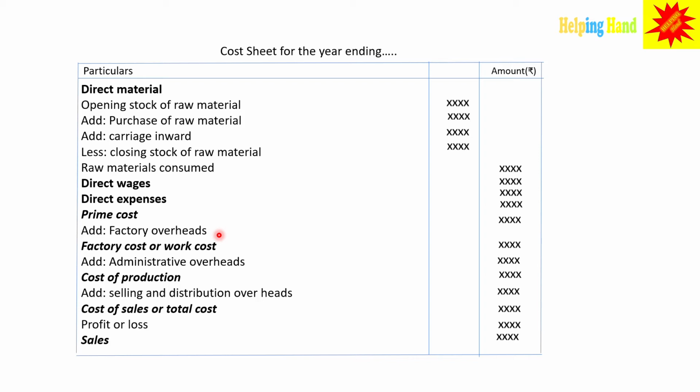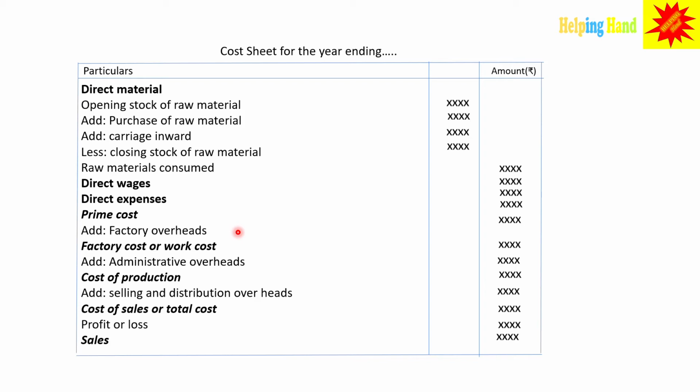For example, here we are seeing factory overheads. So what do you mean by factory overheads? It can be factory lighting or depreciation relating to factory machinery or any other expenses concerned with the running of a factory. Such an expenditure will be recorded here under the factory overheads. Sometimes it is directly given in the question, so we directly record it there.